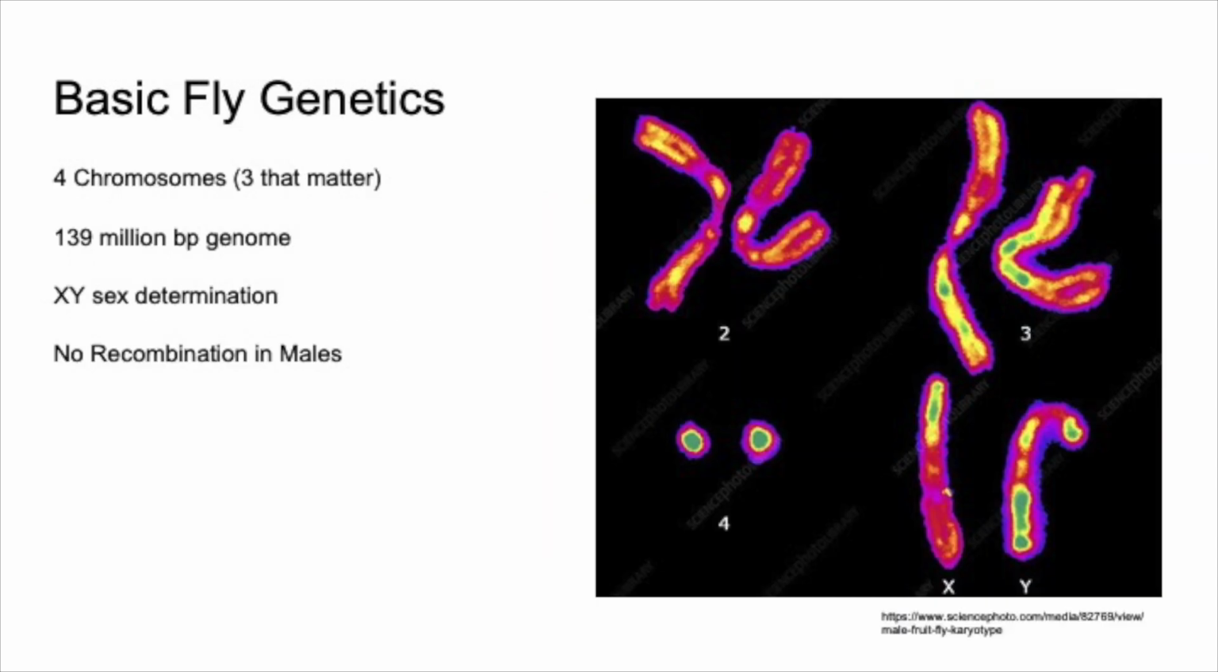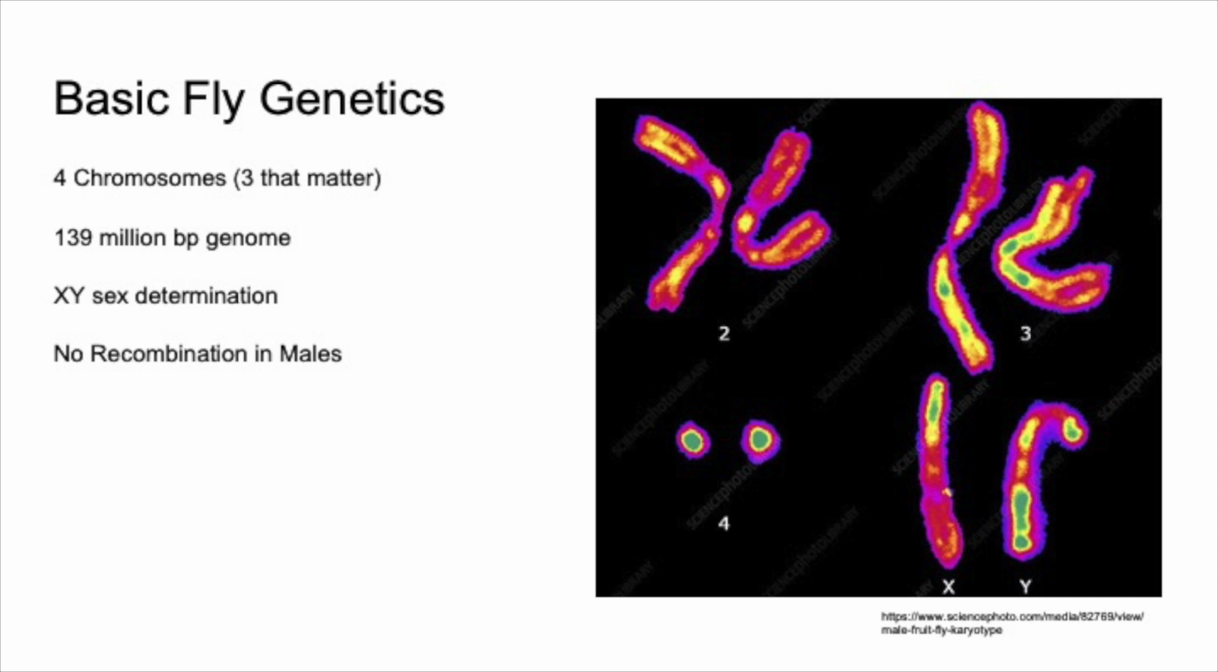Fruit flies only have 4 chromosomes, which across them contain about 139 billion base pairs. Of these 4 chromosomes, only 3 of them really matter, being the X and Y chromosomes, the second chromosome, and the third chromosome. As you can see from the karyotype, the 4th chromosome is quite small and is usually ignored.